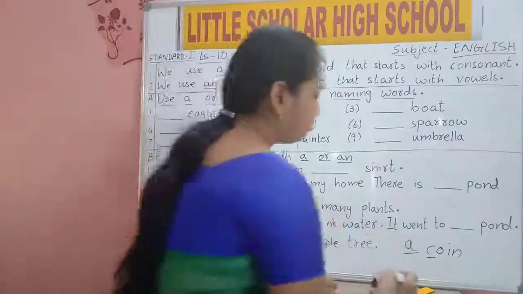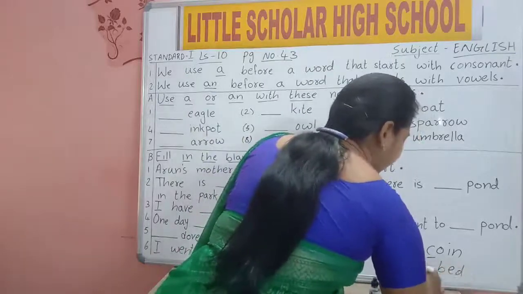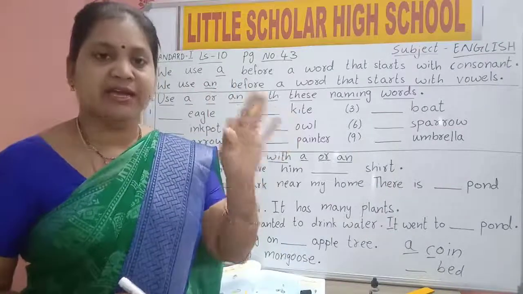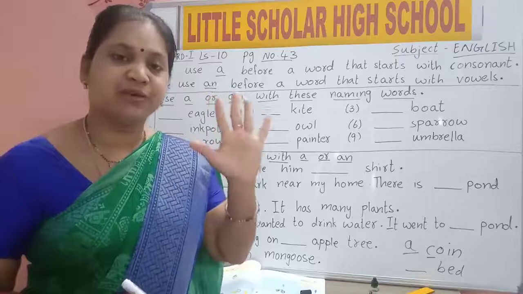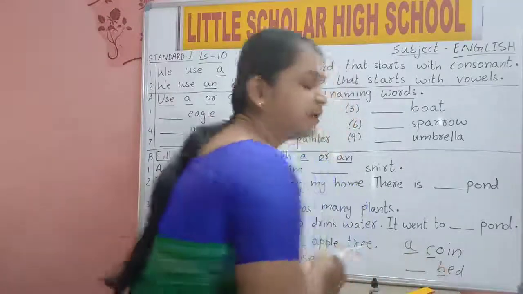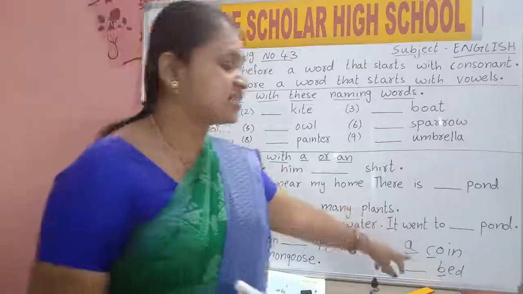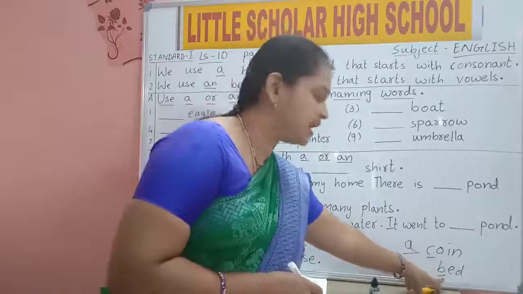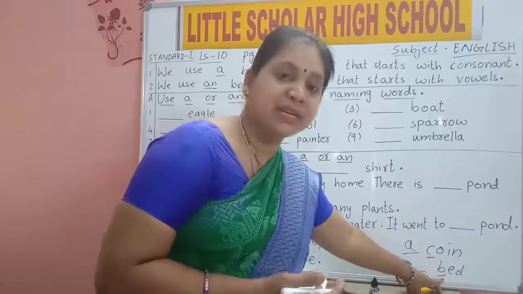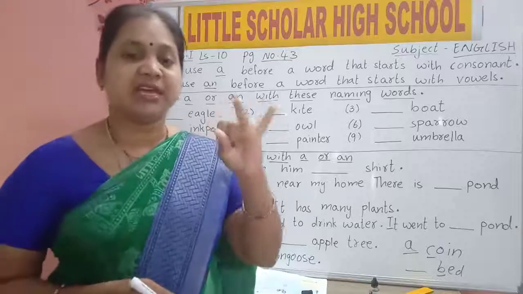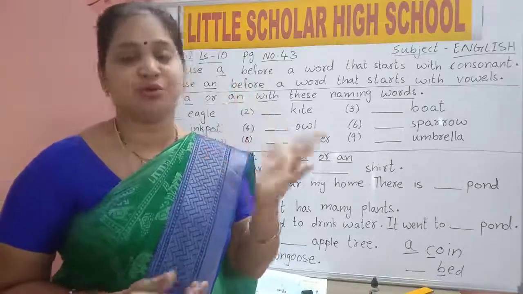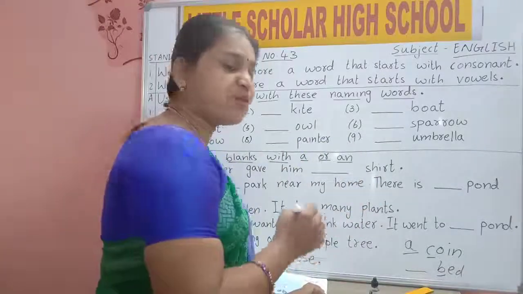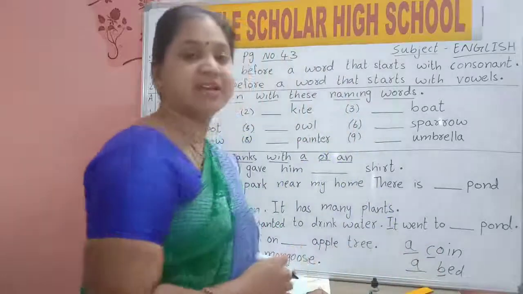Now B-E-D, bed. Dash, bed. Check the vowels: A, E, I, O, U. Among these, do you have the first letter B? You should see the first letter. The word is starting with the letter B. In the vowels A, E, I, O, U, do you have B? No, we don't have B. That means it is a consonant. So in front of a consonant, we will write a.